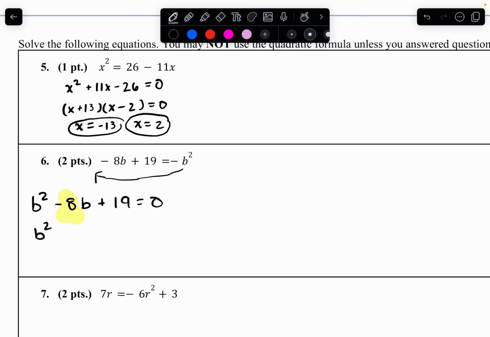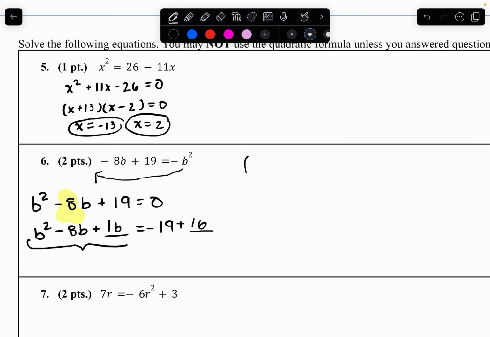Okay, let's see. b squared minus 8b plus something is equal to negative 19 plus something. What number would make this a perfect square trinomial? That number would be negative 8 divided by 2, which is negative 4, and then squared, so 16. And if you're adding 16 on the left, you must also add 16 on the right.